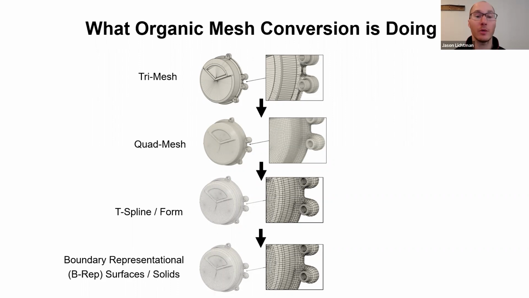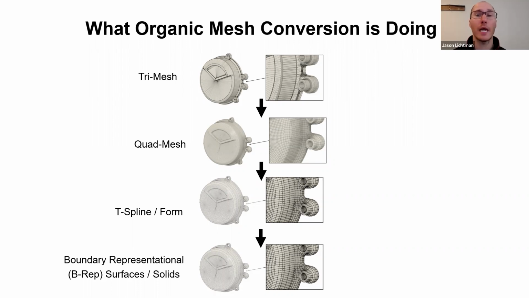There's a fancy term that we use called boundary representational surfaces or solids. For short, we call them BREPs. But a BREP is a standard engineering solid model or surface model that you would work with in Fusion 360, in Inventor, or any of our competitor products.